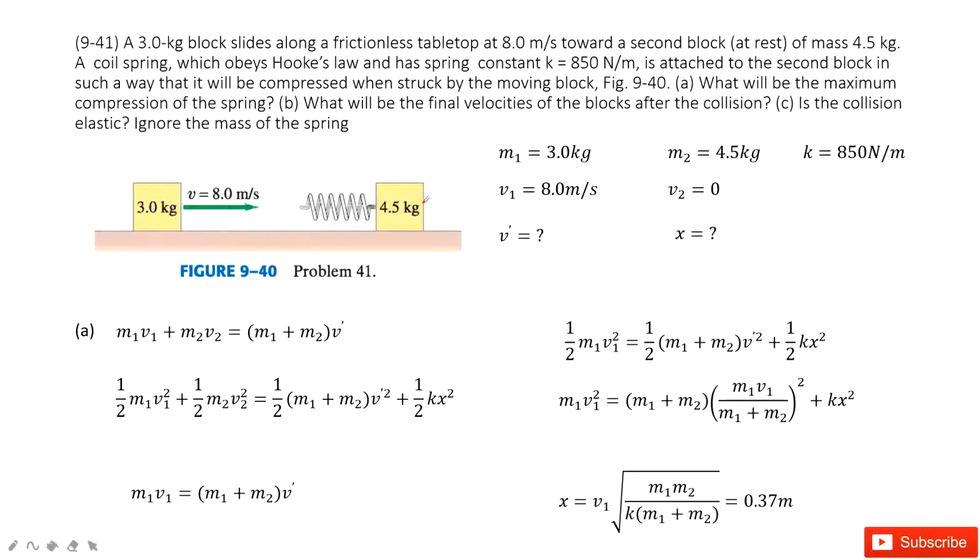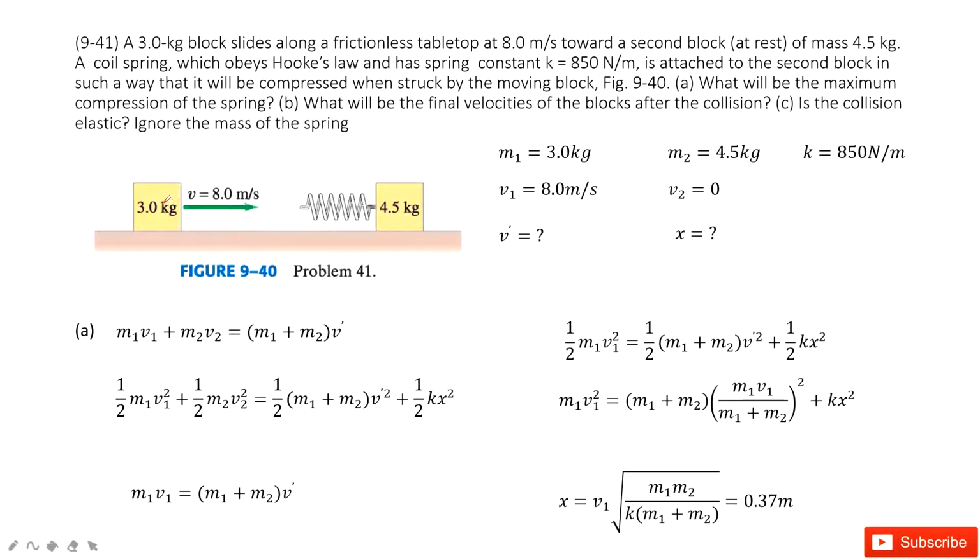Let's look at problem 41 in chapter 9. Chapter 9 is about linear momentum. In this model, we have object 1, and its mass and initial velocity are given. And then we have object B. It stays stationary there. The mass is given, and it is connected with a spring. The spring constant K is given.